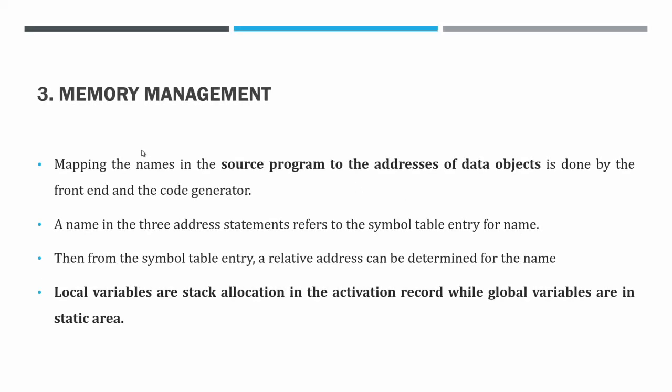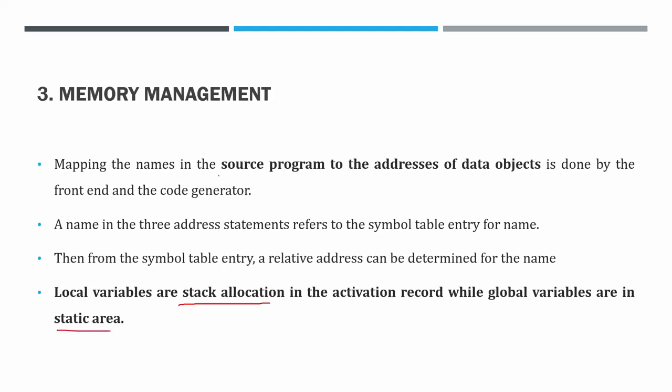Next issue that needs to be addressed is memory management. Mapping the names in the source program to the addresses of data objects is done in the front end and the code generator. The name in the three-address statement refers to the symbol table entry for the name. Then from the symbol table entry, a relative address can be determined for the same name.